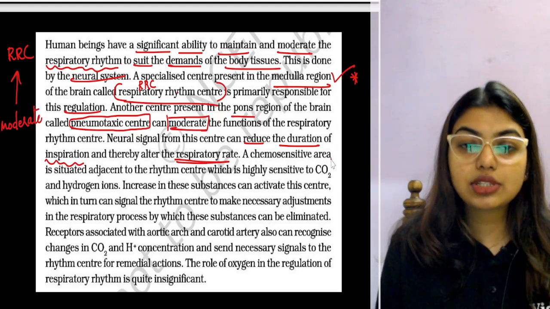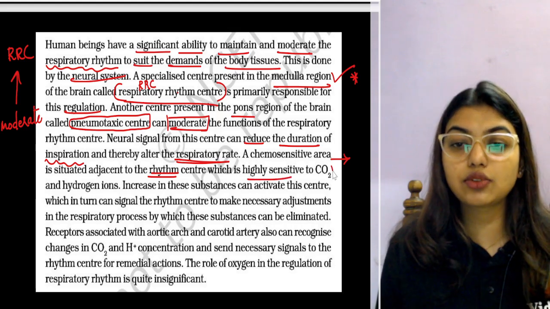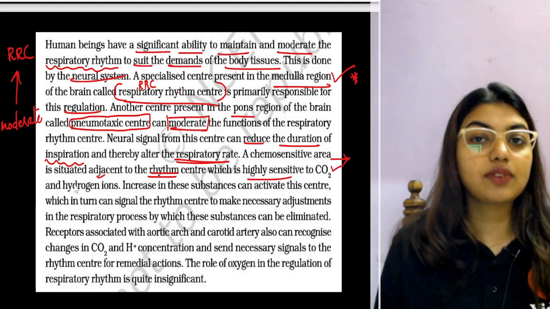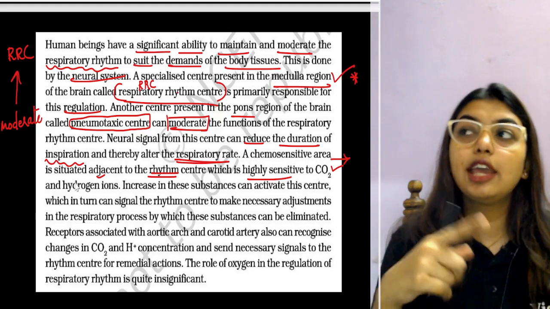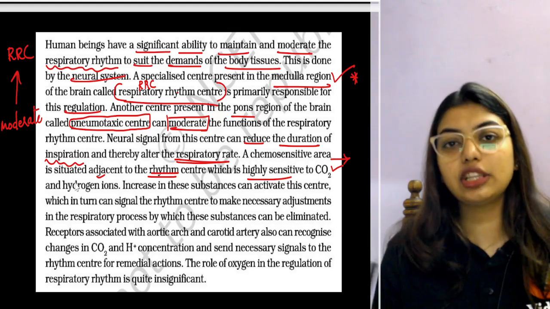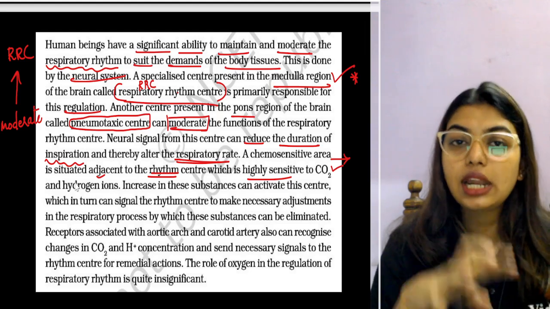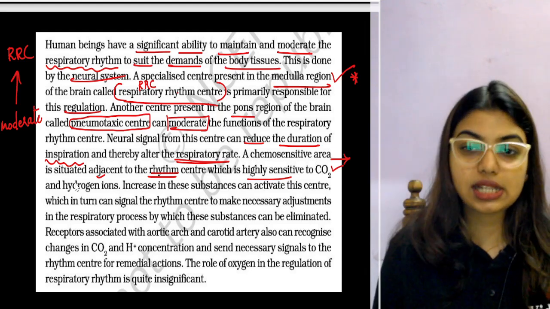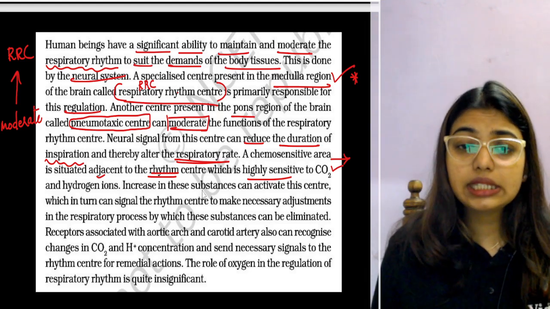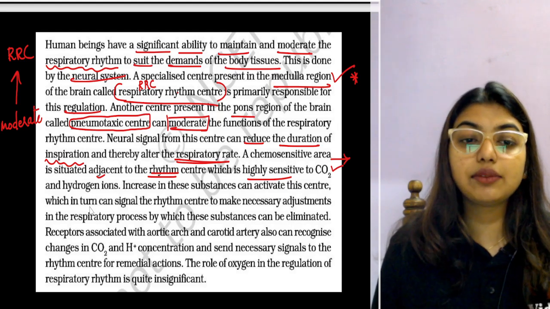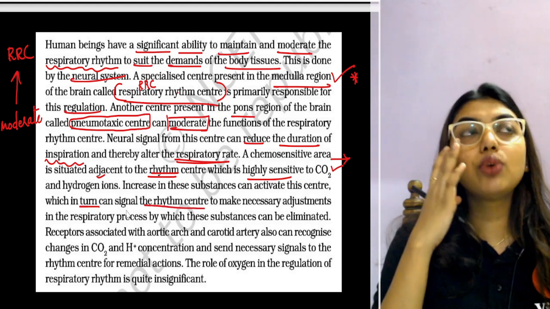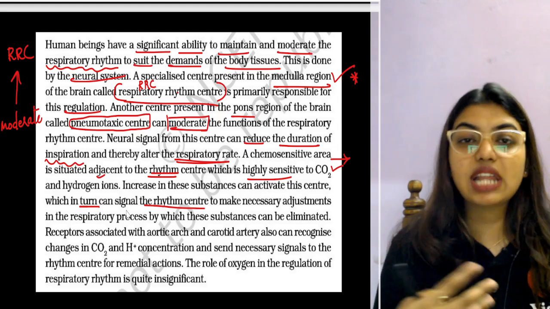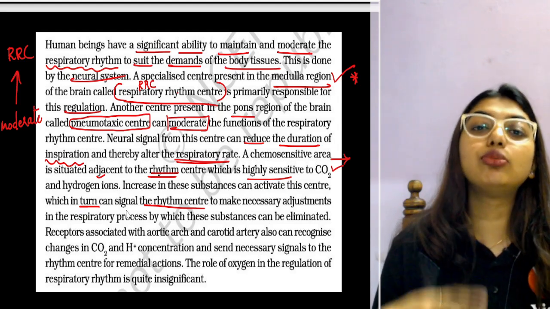A chemosensitive area is situated adjacent to the rhythm center, which is highly sensitive to carbon dioxide and hydrogen ions. Why, students? Because carbon dioxide and hydrogen ions help us understand if we have more oxygen or less oxygen. When these two are high, we automatically know that it is time for dissociation because oxygen is less. An increase in these substances can activate the center, which in turn can signal the rhythm center. So one thing you need to understand is you are not breathing because there is a lack of oxygen. You are breathing because there is more carbon dioxide.